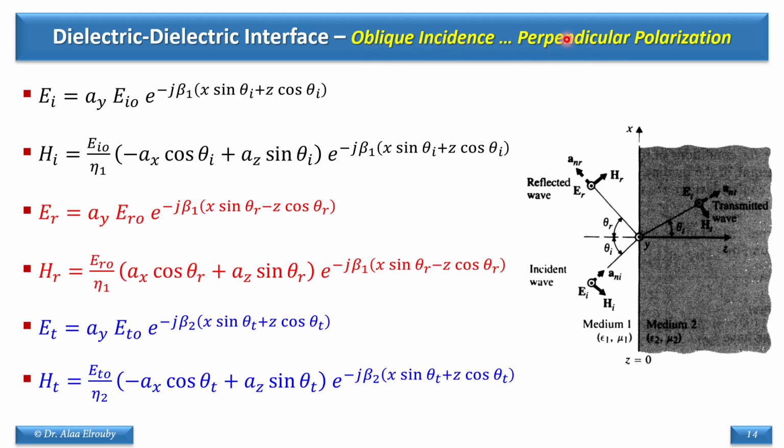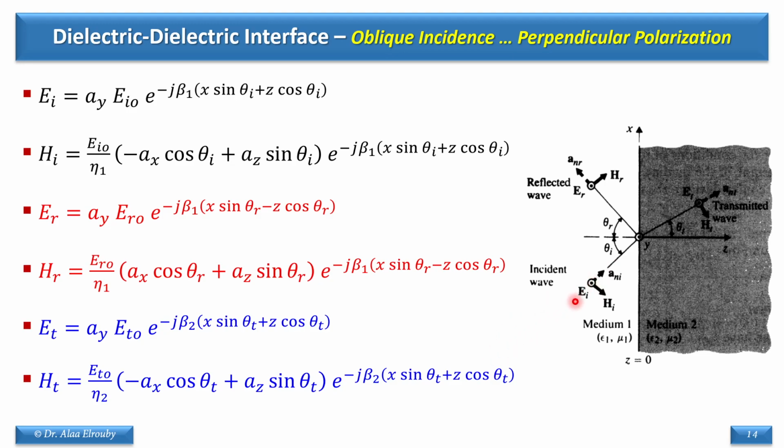Oblique incident with perpendicular polarization. Perpendicular polarization means the electric field is directed normal to the plane of incidence, which is normal to the direction of propagation of the incident wave, and normal to the normal to the interface, which is E in the y direction in this case.